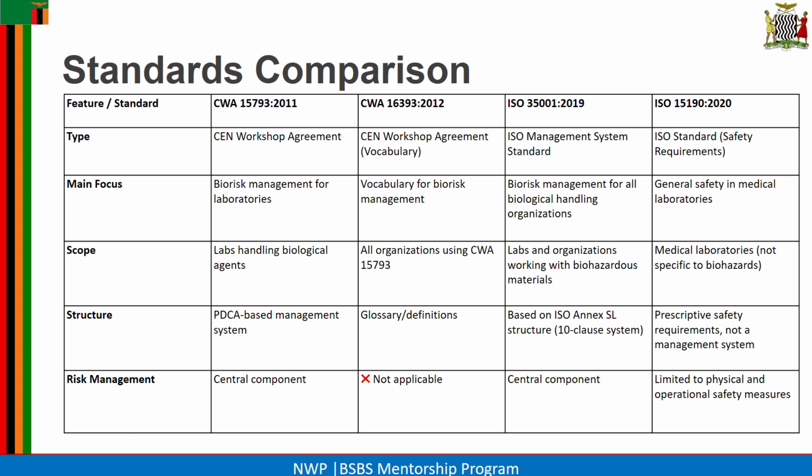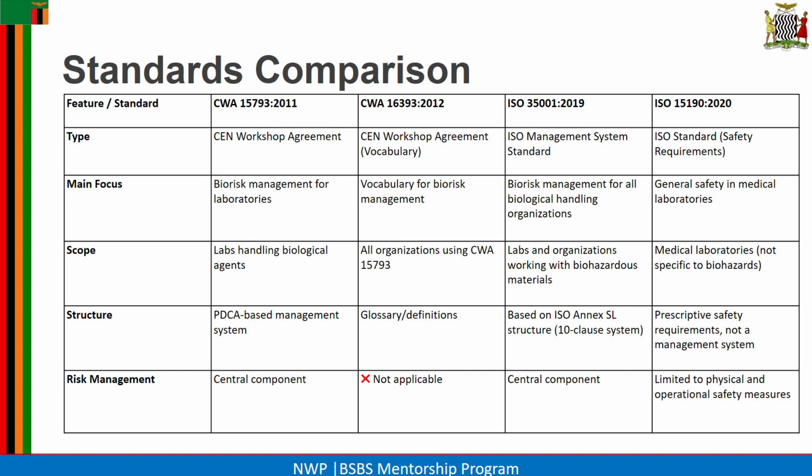Then 16393 is in a glossary type of structure, or definitions type of structure, or implementation type of structure. So it's the same structure as 15793, but in an interpretational or definition type of structure. Then 35001, the structure is based on the ISO Annex SL structure. So this can be looked up. It's a 10 clause type of system that most management system ISOs use.